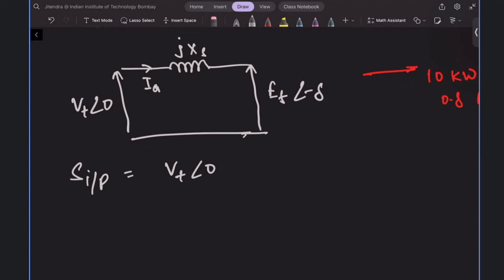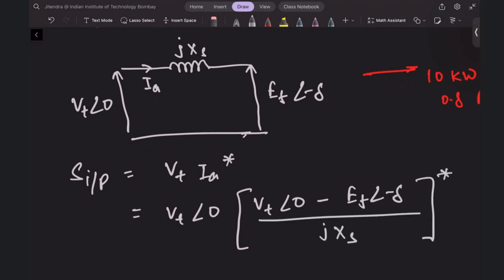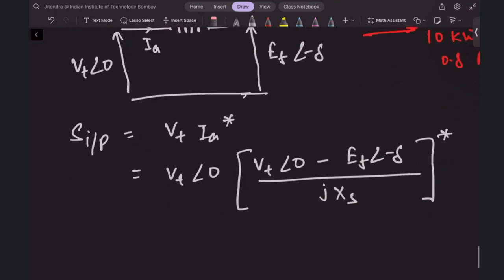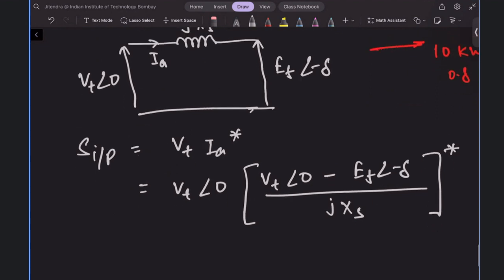VT angle 0, fine. IA conjugate. Now VT angle 0, IA is VT angle 0 minus EF angle minus delta divided by jXS. Sir, EF has lagging power factor in case of motor. Yeah, that is not power factor. The exact term is load angle or torque angle. But it will be lagging in case of motor.